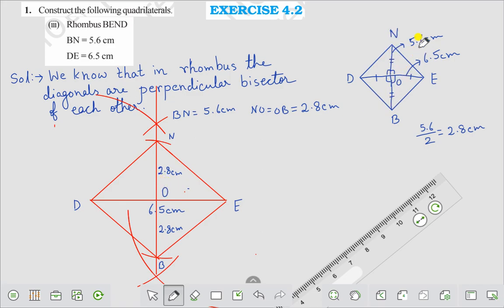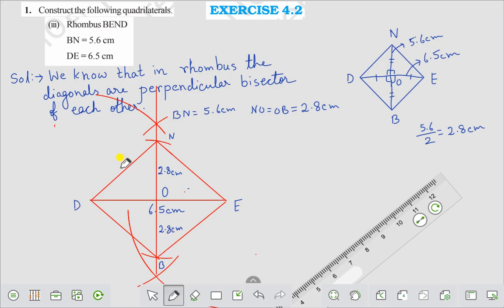Now since BN is 5.6 centimeter, we know that the diagonals bisect each other and are also perpendicular bisectors of each other. That means half of 5.6 is 2.8 centimeter. Therefore, from point O, take an arc of 2.8 centimeter on both sides, that gives B point and N point. Join DN and NE. Also join DB and BE.